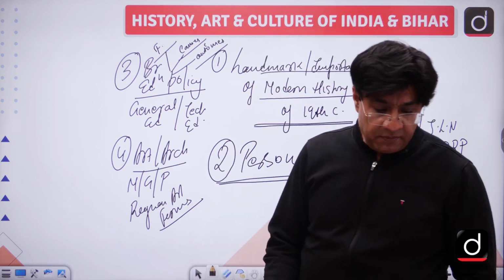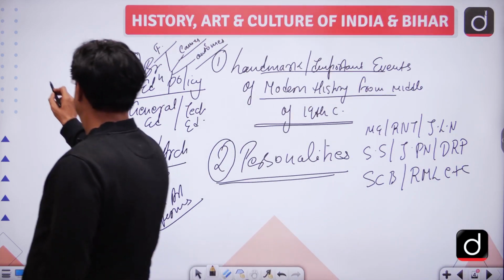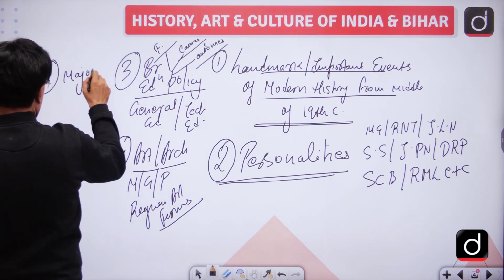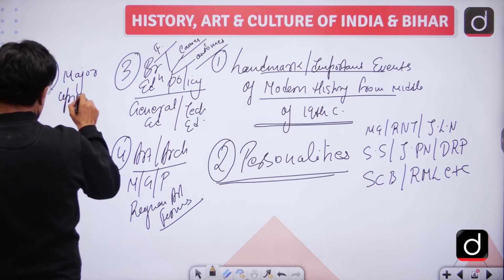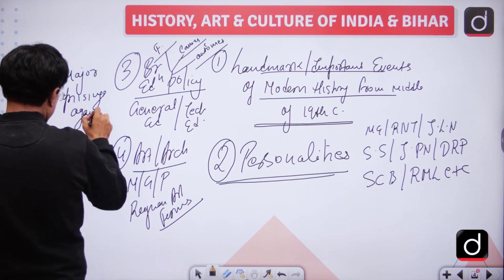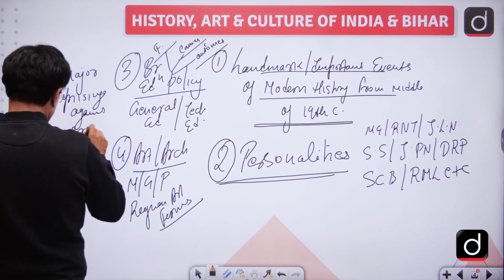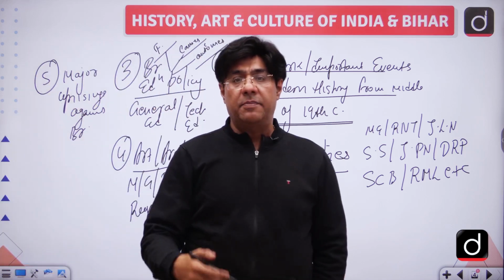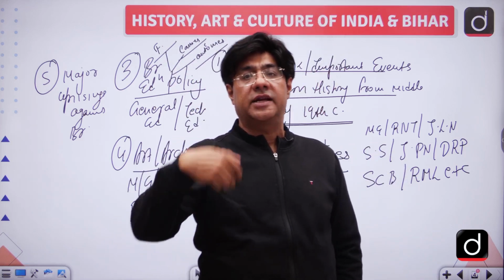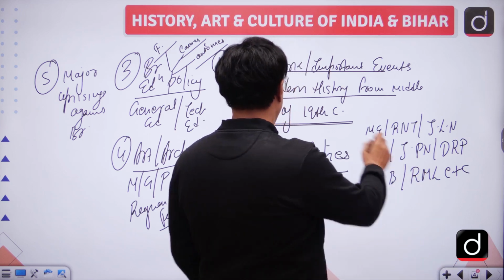The fifth theme here would be major uprisings against the British. During the British rule in India, one reaction to the British rule was the Indian national movement, which we are going to cover here.